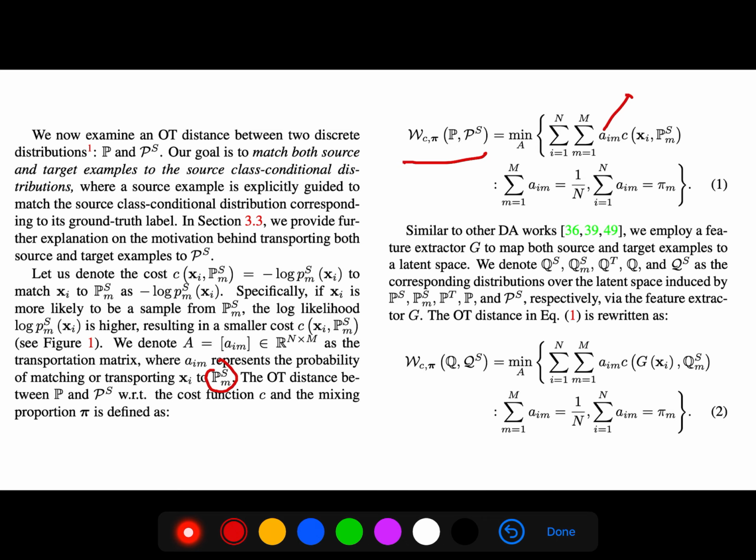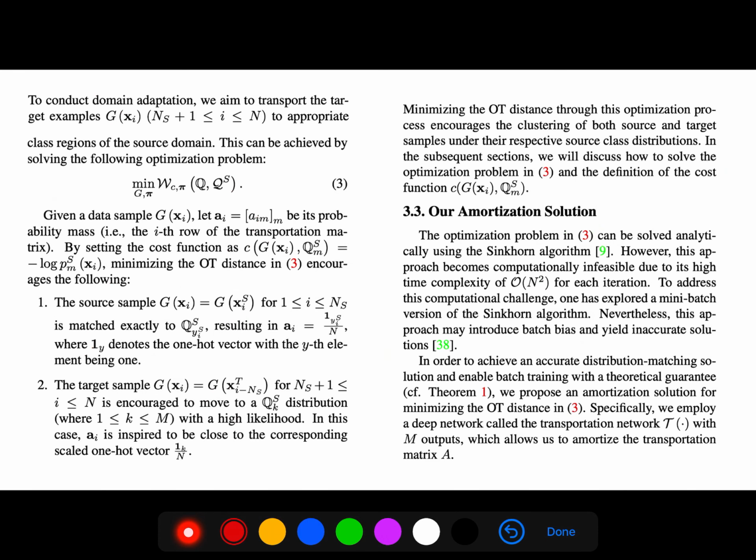So we employ a feature extractor G to map both source and target examples to a latent space. Now, the optimal transport here in this equation can be written like this as well. To conduct domain adaptation, we aim to transport the target examples to appropriate class regions of the source domain. This can be achieved by solving the following optimization problem.